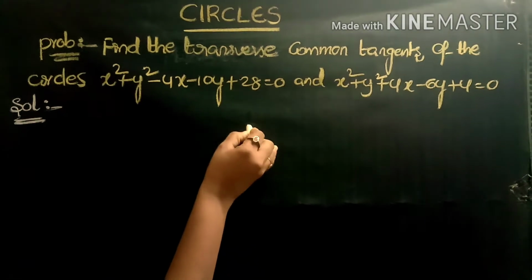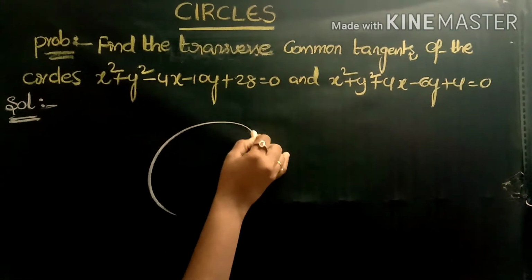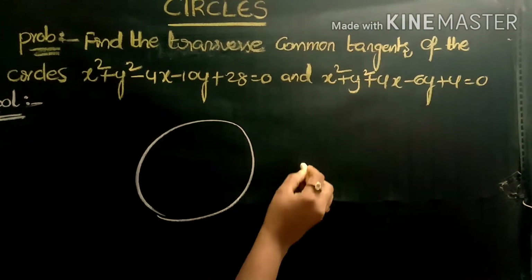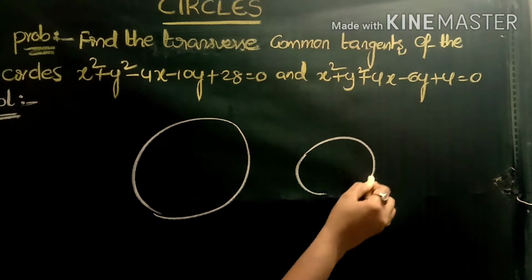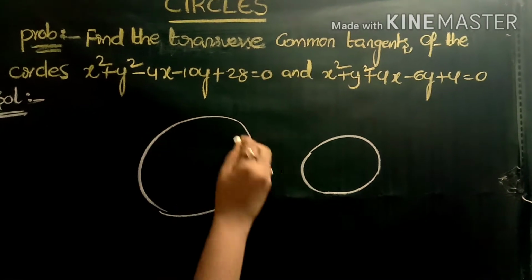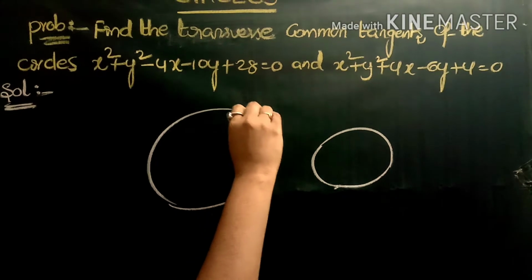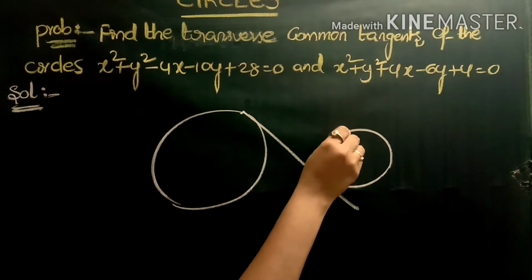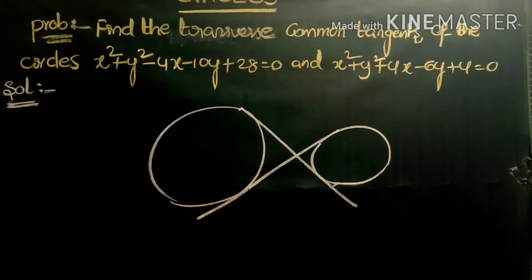So for that, first I am drawing the circles here. These are the given circles. This is the first circle and this is the second circle. Now find the transverse common tangents. So what are the transverse common tangents? These are the transverse common tangents. These two tangents are called the transverse common tangents.